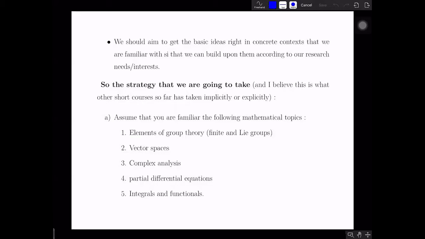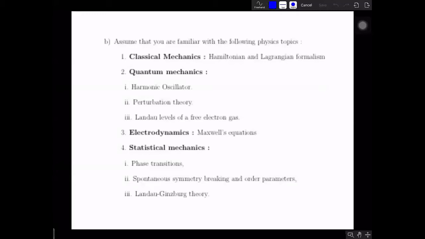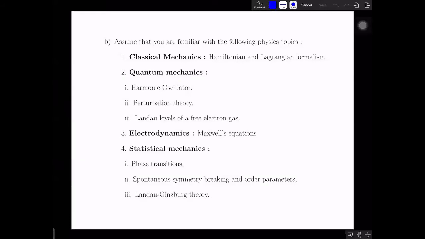So on that note, I'll assume certain things. Just don't get too worked up, but what I'll assume is some ideas of elementary group theory, finite and Lie groups, vector spaces, complex analysis, partial differential equations, and integrals and functionals. That's the mathematical side, and on the physics side, I'll assume basically the basic structures of physics that we know: classical mechanics, quantum mechanics, some electrodynamics, and statistical physics. And particularly statistical physics, I'll need at some advanced level, which involves the idea of phase transitions, spontaneous symmetry breaking, and Ginzburg-Landau theory. So these are the kind of things that I'll be using in this set of lectures.